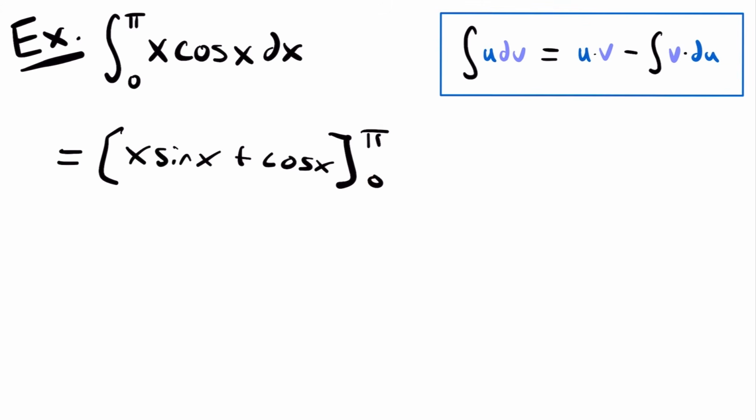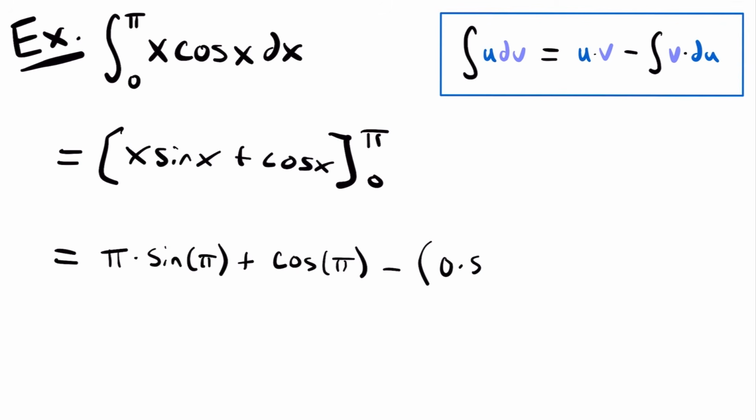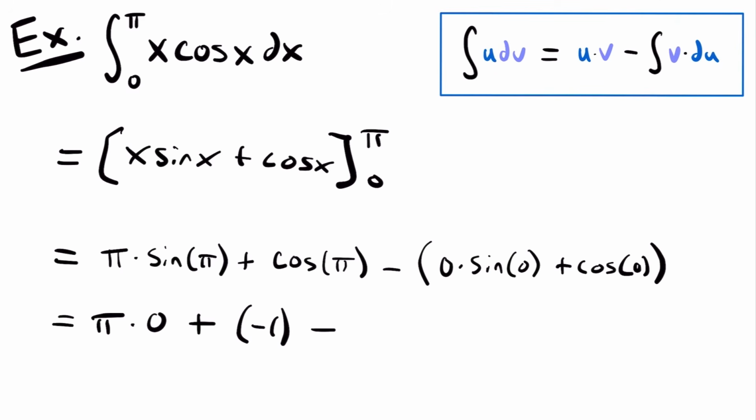And so if I clean up my work here, we can evaluate this expression at pi and then subtract the evaluation at 0, and we'll have that this is equal to pi times sine of pi plus cosine of pi minus 0 times sine of 0 plus cosine of 0. All right, so this will be equal to pi times sine of pi, which is equal to 0. So we have pi times 0 plus cosine of pi, which is negative 1. So we'll add negative 1, and then we will subtract 0 times sine of 0.